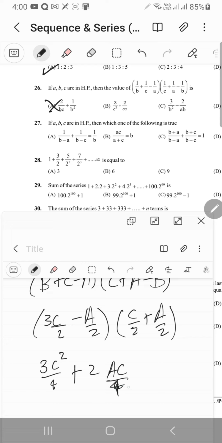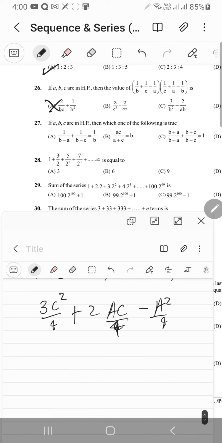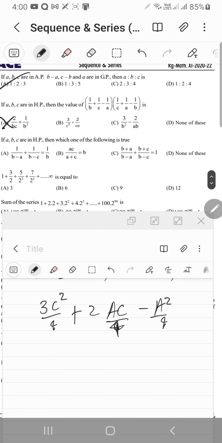Okay, and finally for a squared, just minus a squared upon 4, right, this thing, and that's not there. Look at that, it's very different. So this is not correct.